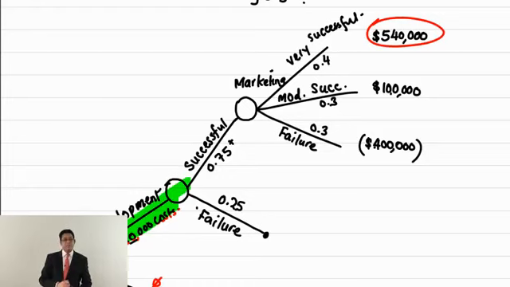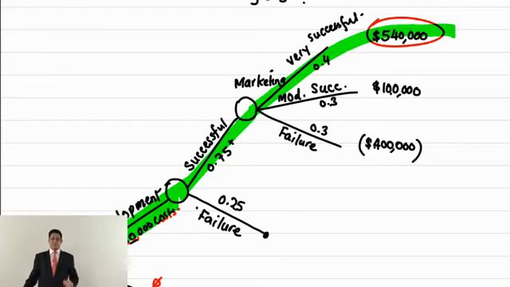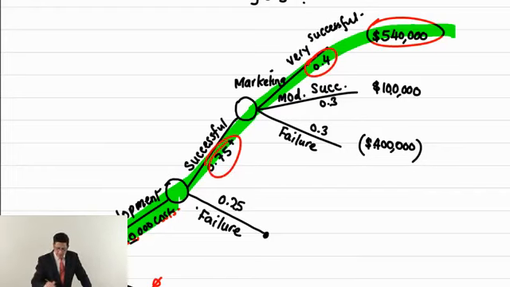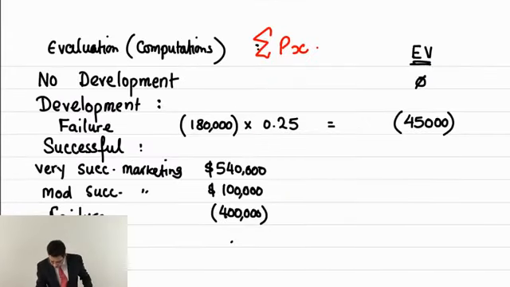How is it? It's like this. We developed, we were successful, and our marketing was very successful. Okay, like the complete path, right from the decision to its destination or end. We developed, our development was successful, we marketed, and marketing was very successful, and then we generated $540,000 of profit. In this whole branch, can you see there are two probabilities coming along, 0.4 and 0.75. These are to be multiplied here, times 0.4 times 0.75.